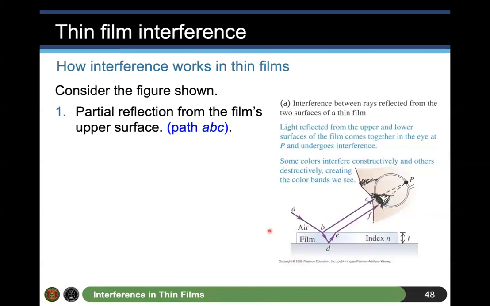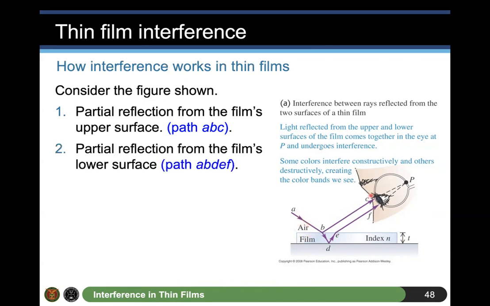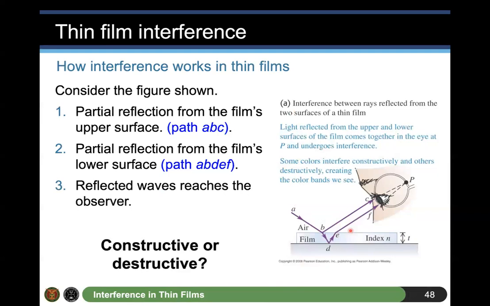So, we have a partial reflection from the film's upper surface, yun yung ABC, and partial reflection, actually, pwede rin naman, from the film's lower surface, yun yung ABDEF. Okay? And both these reflected waves reach the observer. So, ang tanong, constructive ba to or destructive? So, will we see a bright color or a darker color?